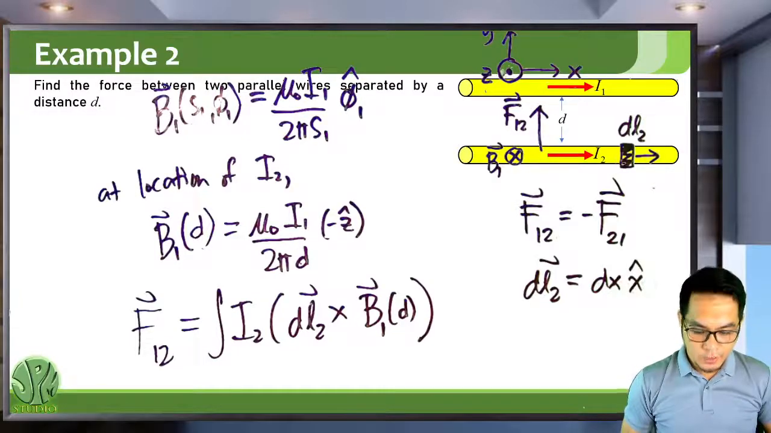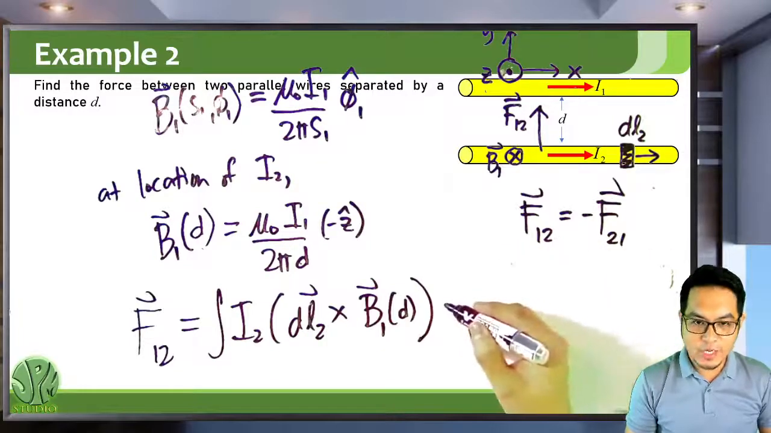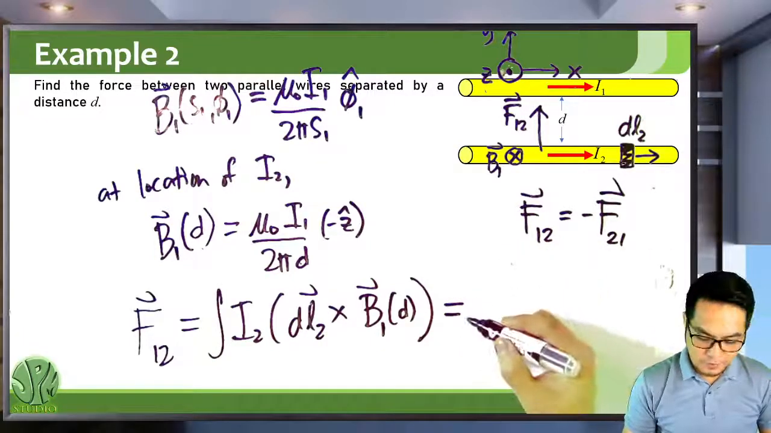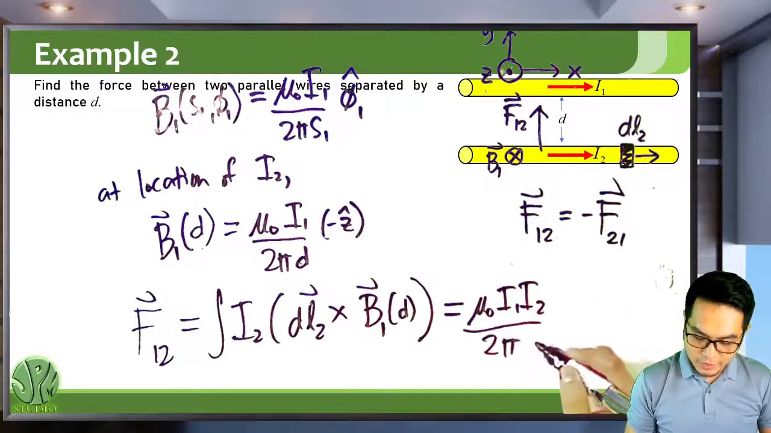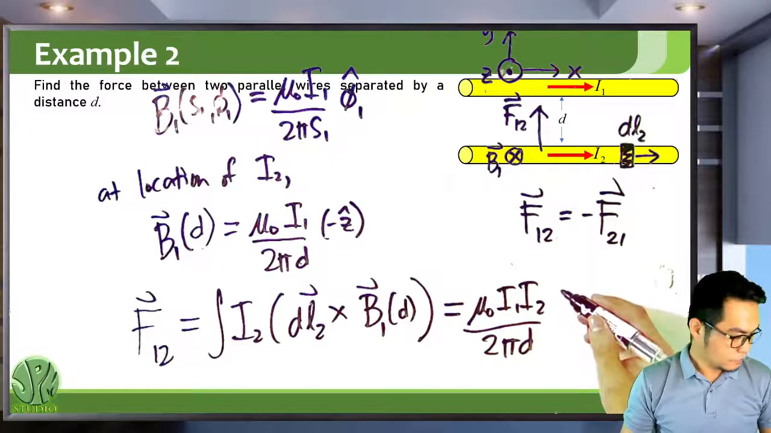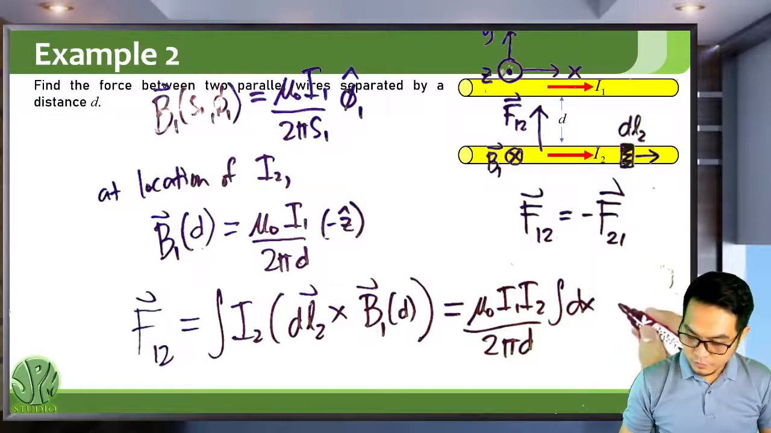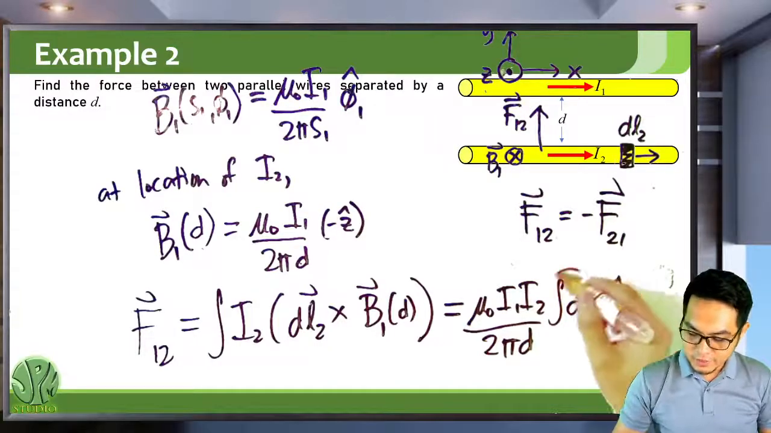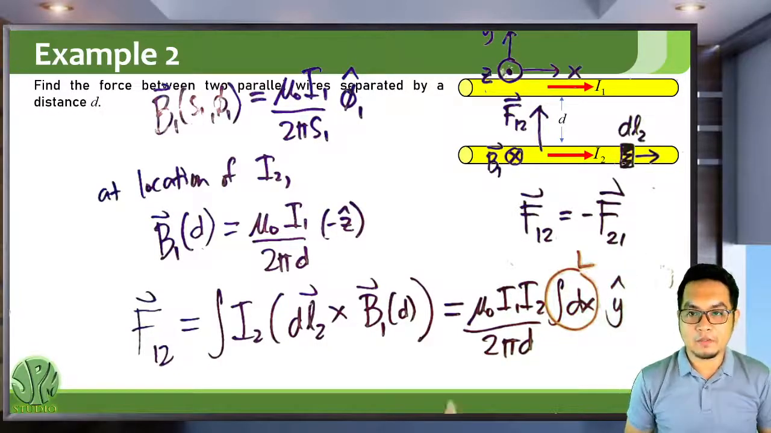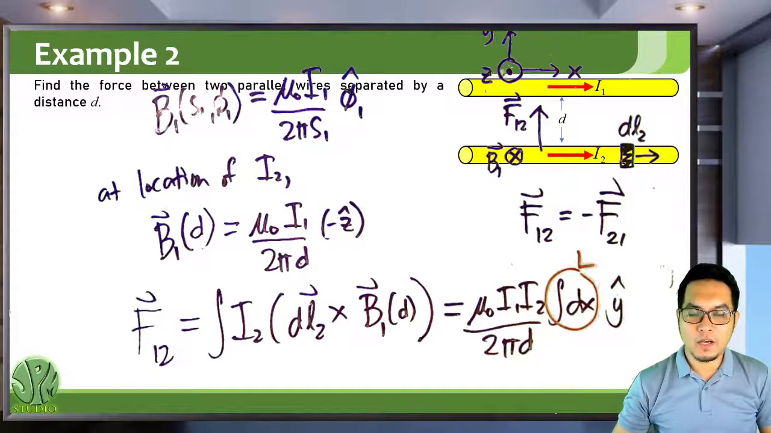So in doing so, you will actually get, I'm just going to show you the answer. I'll leave the simple integration to you. You have mu naught I1 I2 over 2 pi d, integral of dx. The direction is y hat. And this integral of dx is just the total length of the wire. So that's the total force exerted by I1 on I2.